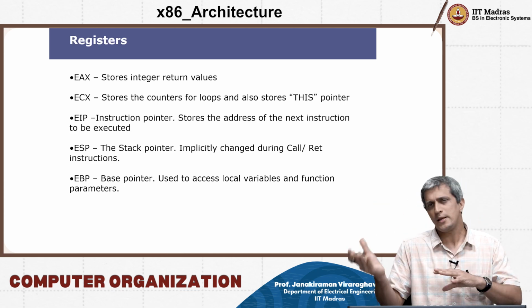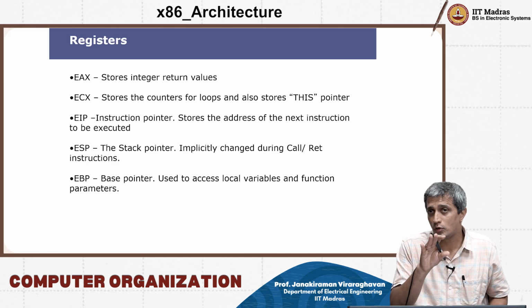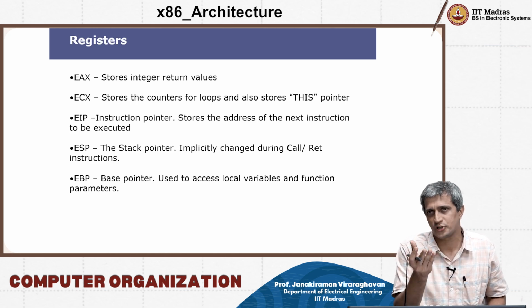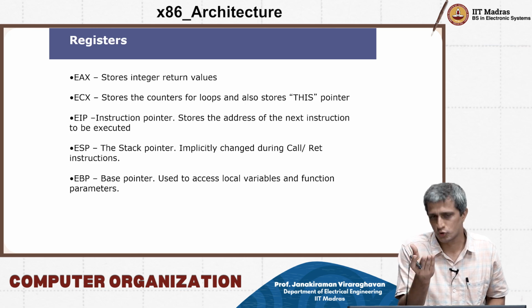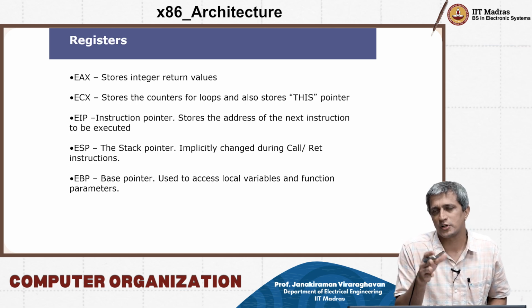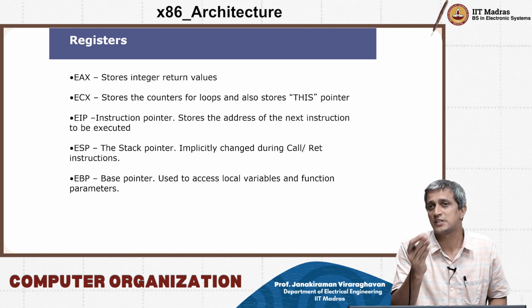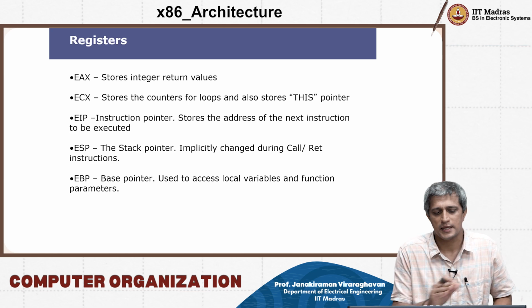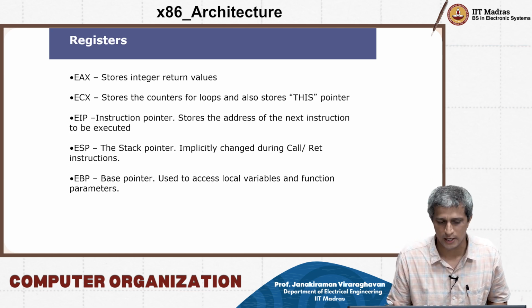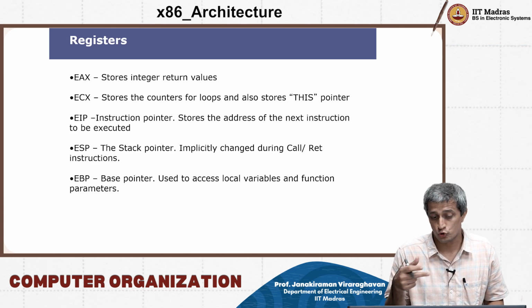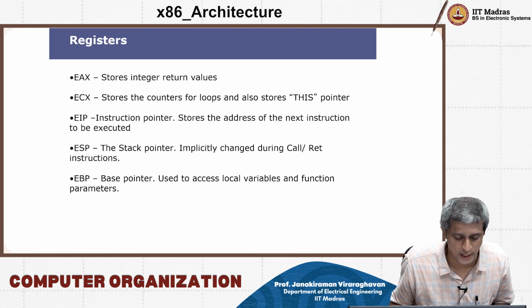From a C programming perspective, though the registers are general purpose registers, in the sense they can be used for any ALU operation and so on, some compilers use these registers very specifically for certain tasks. Like EAX is used to store integer return values. We'll come to this later. ECX is used to store counters in loops. When you do a for loop and all that, this will kick in.